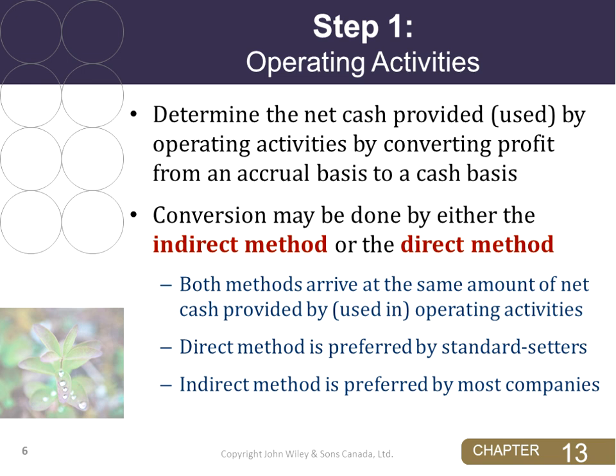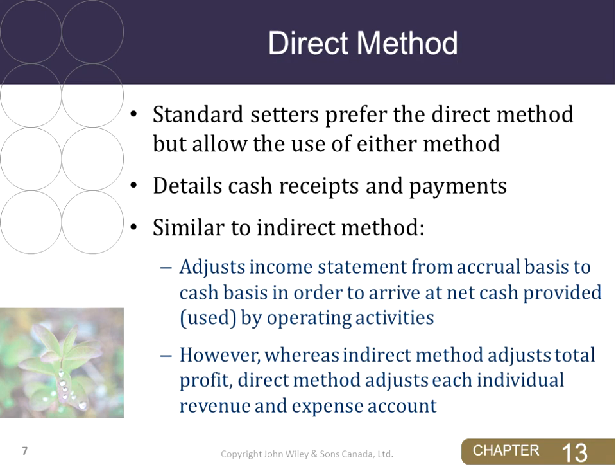But again, our standard setters prefer the direct method, and our direct method breaks it down into activities that were utilized in our day-to-day operations, and we adjust them based on whether we've accrued cash or not. Okay, and let's walk through what that actually looks like. So we adjust our income statement from an accrual basis to arrive at our net cash in or out. And so we're going to take a look at what that looks like.